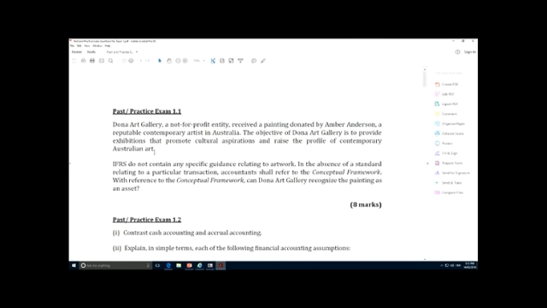All right, so we tick all the boxes on the definition criteria. Now we come to the tricky bit. What about the recognition criteria? Can you tell me the first one? Probable occurrence. Is there probable occurrence that there's going to be a future benefit? Yep, very good. Excellent.